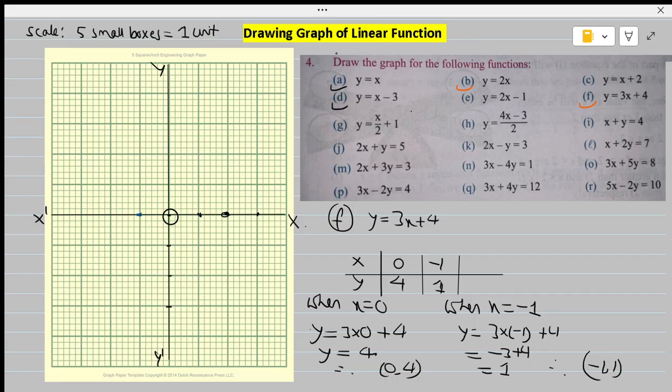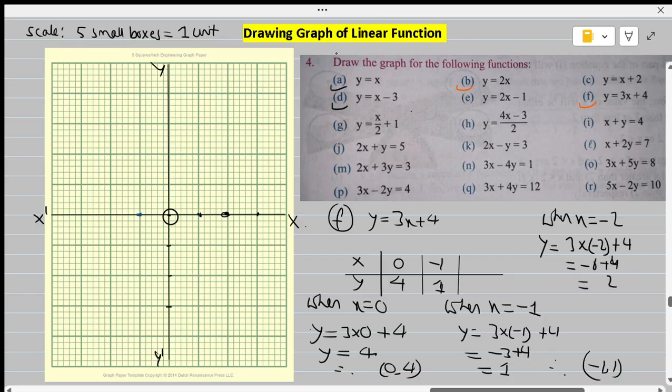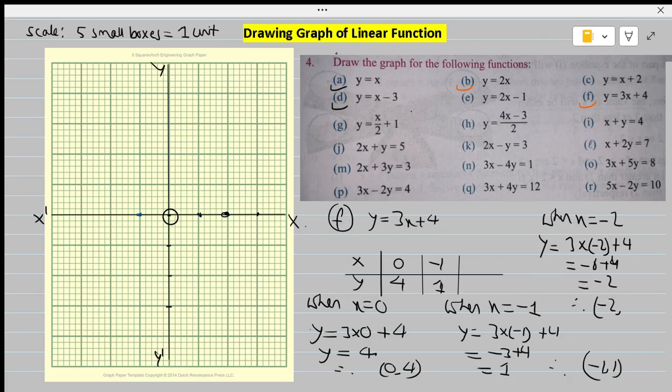And let's take another point. So when x equal to, I'm taking now minus 2, here y equal to 3 into minus 2 plus 4, so you get minus 6 plus 4, plus and minus subtract to 2, and since 6 is greater, minus. So another point is minus 2 comma minus 2. So 3 points we have identified. Let's plot the points here.